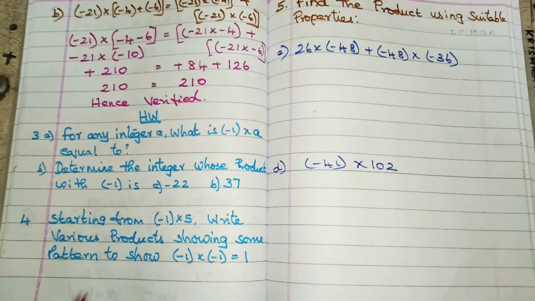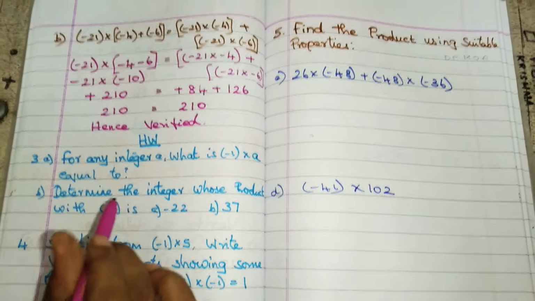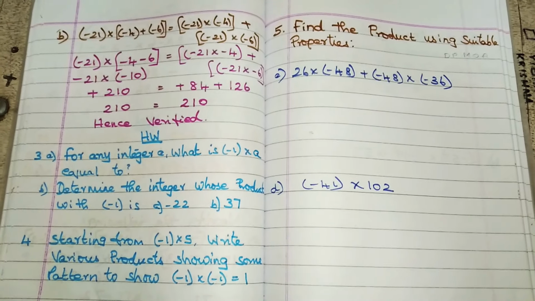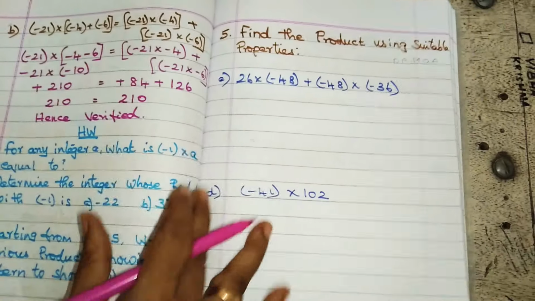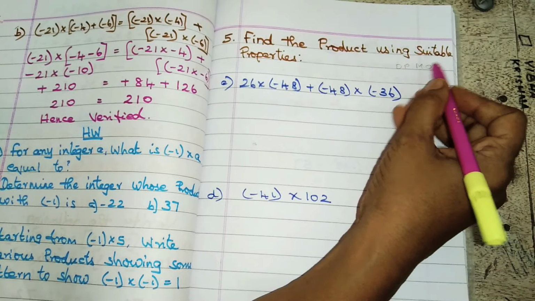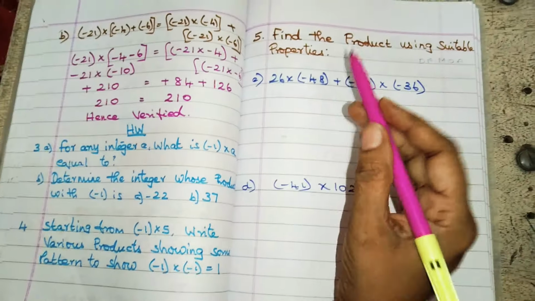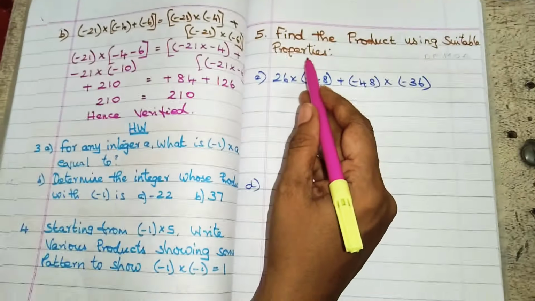And these are your homework sums. Third question and fourth question are homework sums. Please do the homework sums. Then fifth question. Find the product using suitable properties.